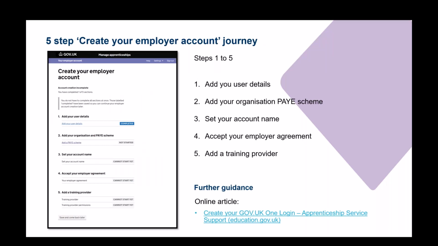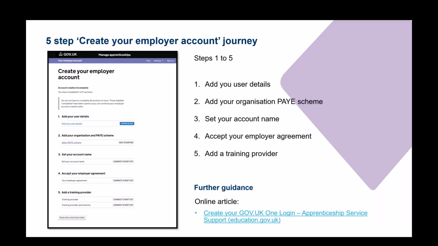Next slide, please. Super. After entering and confirming their details, employers will be presented with our 5-step Create Your Employer Account task list. Step 1 is marked as complete, and the web page shows the remaining 4 steps required to create an employer account within the Apprenticeship Service. The 5 registration steps are: 1. Add your user details. 2. Add your organisation and PAYE scheme. 3. Set your account name. 4. Accept your employer agreement. And 5. Add a training provider.